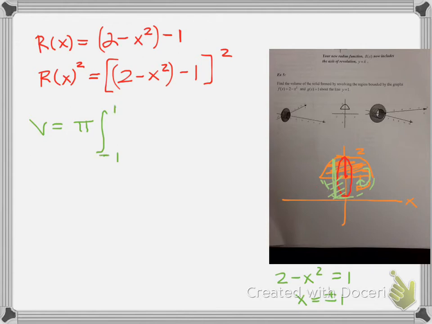I have the radius function squared. So like we said, we have 2 minus x squared minus 1. All of that is squared. And of course, if you're going to integrate that, you'd want to clean it up a little bit, right? So that's really 1 minus x squared, quantity squared. And then one more time I'd clean it up.